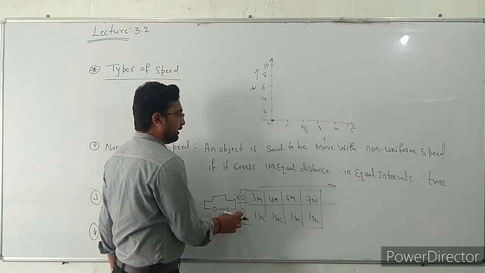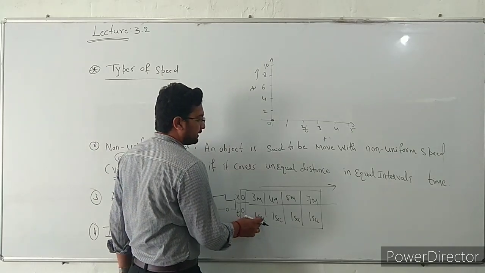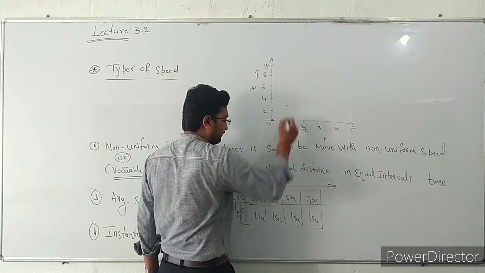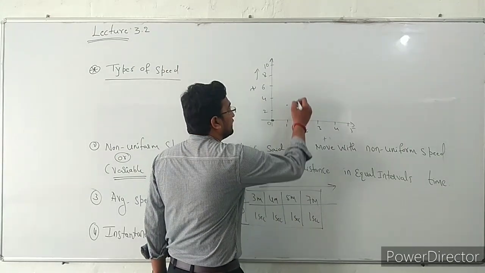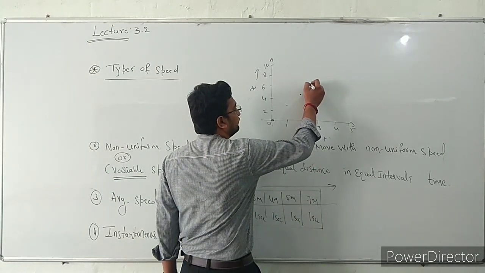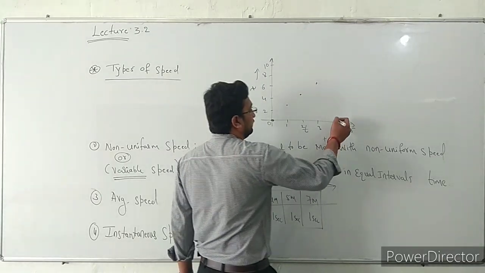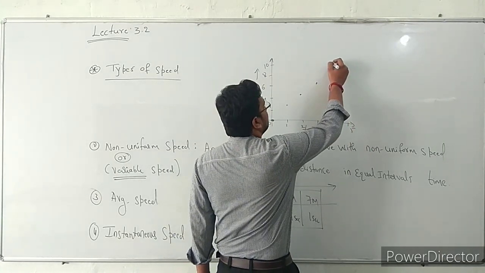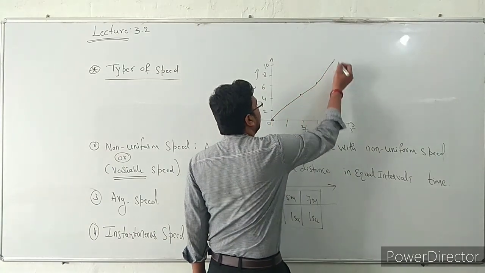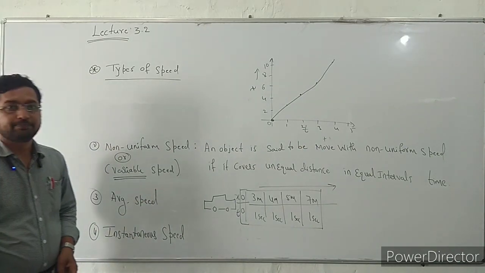If the time interval is 0 seconds, the distance is also 0. At 1 second, the distance covered by the object is 3 meters. For 1 it is 3, for the next second it is 4, the third is 5, and the next one is 7. At 4 seconds it is 7. So join all these points. This indicates non-uniform speed.